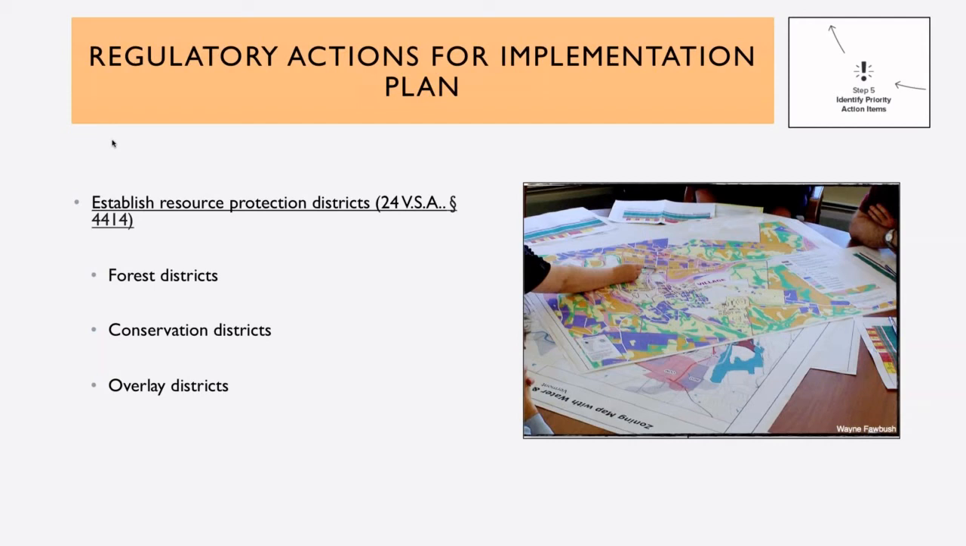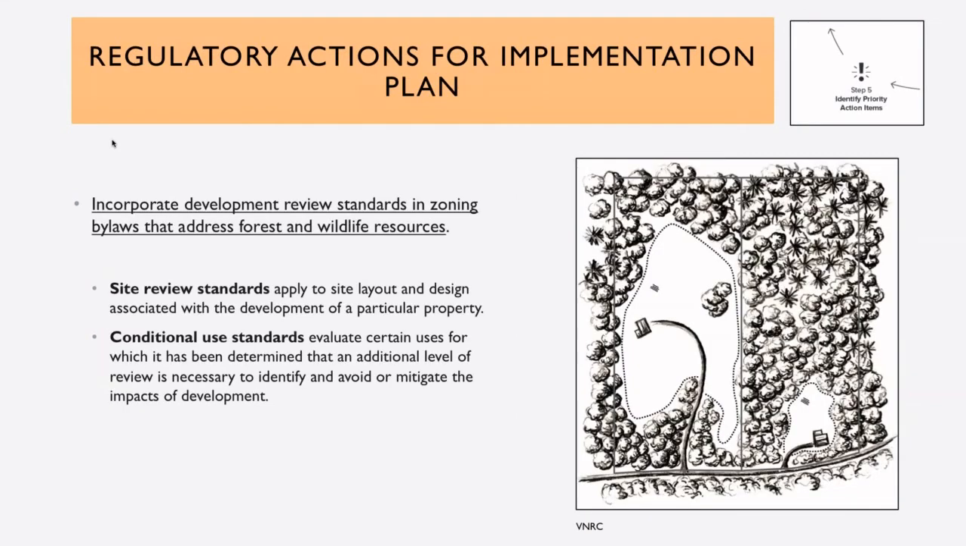So it's not a static district, but one that can pick up different locations in the town where you may have habitat, for example, so you could have a wildlife habitat connector overlay district. Then there's the option of incorporating development review standards in zoning bylaws to address forest and wildlife resources. So looking at either site review standards that apply to the site layout and design for the development of a particular property, or conditional use standards that evaluate certain uses which have been determined to need an additional level of review. So you can write in standards that would minimize fragmentation through the site review or through conditional use review.